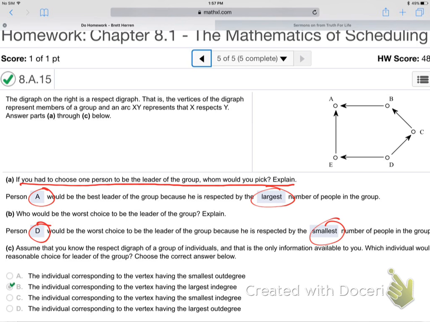And finally, part C. Assume that you know the respect digraph of a group, the only information, and so on. Which individual would be a reasonable choice for the group leader? And so it's the individual corresponding to the vertex having the largest in degree, right? The most pointing in. And that's what we just observed. Does that make sense there? Questions?